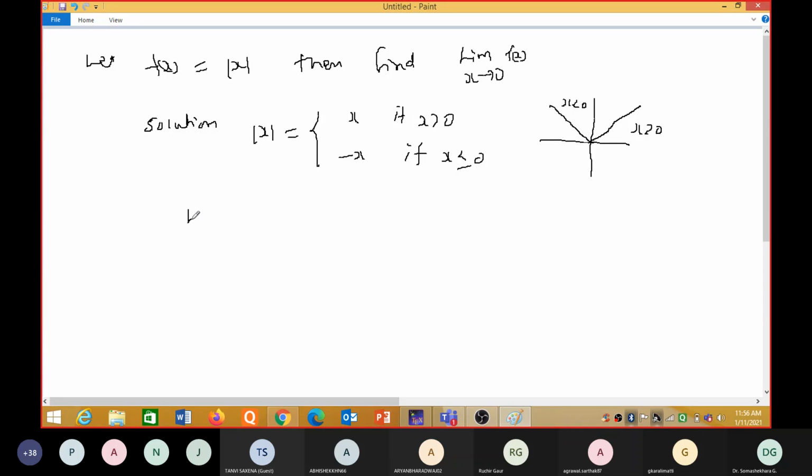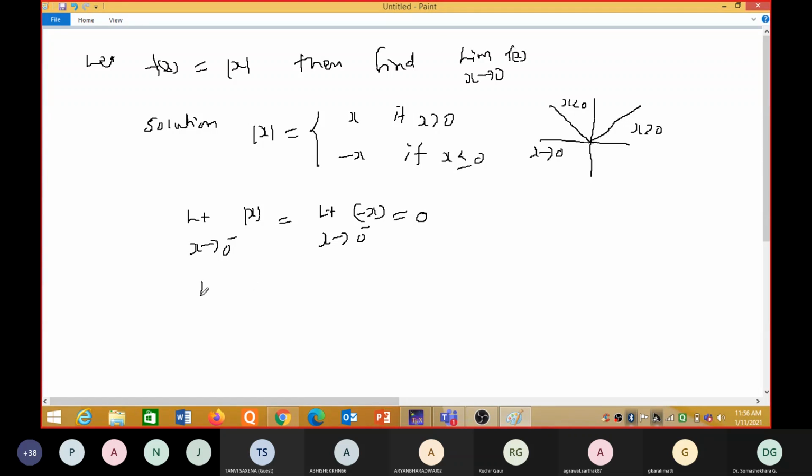Understood? When limit x tends to 0 minus, the left hand side, we are approaching, so mod x is minus x when x is approaching from this side. Correct? So with x tending to 0 and mod x equal to minus x, when x tends to 0 it is 0 only. We get the left hand limit.